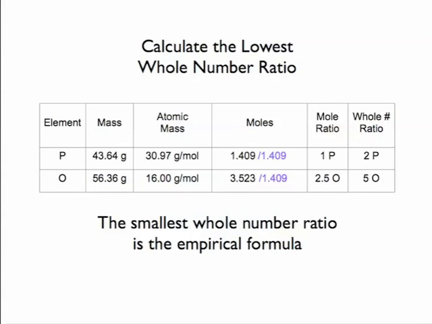This is the smallest whole number ratio, which is also known as the empirical formula. So the empirical formula for this compound is diphosphorus pentoxide.